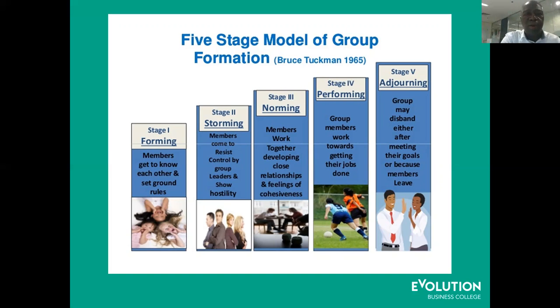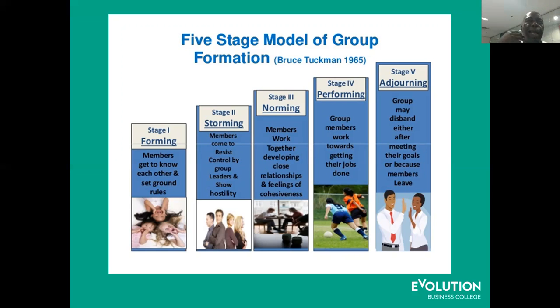So stage 1 of this model, Tuckman's model, is members get to know each other. When a team is formed, people get together. The first thing is, they're all nice to each other. They try to find out what's your name, how do you do, and what are you trying to achieve, and so forth. They set the ground rules, guys. You get in a team, this is how we operate, this is what we do, and everybody says, yeah, I agree.